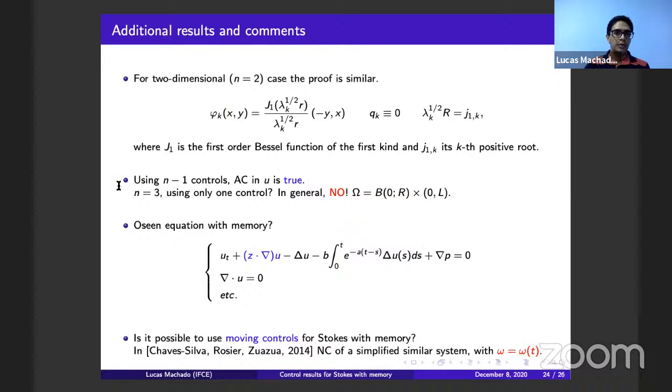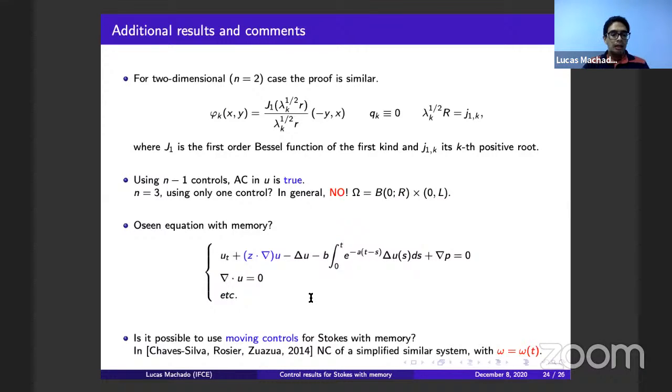Next, another result is that we prove that approximate controllability for Stokes equations is true using n-1 scalar controls. Okay, but for the three-dimensional case, using only one control, this is not true.